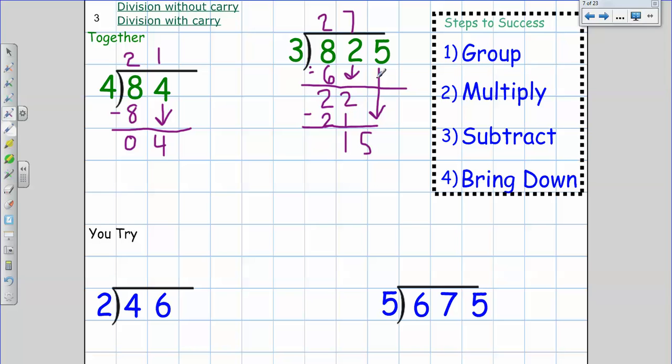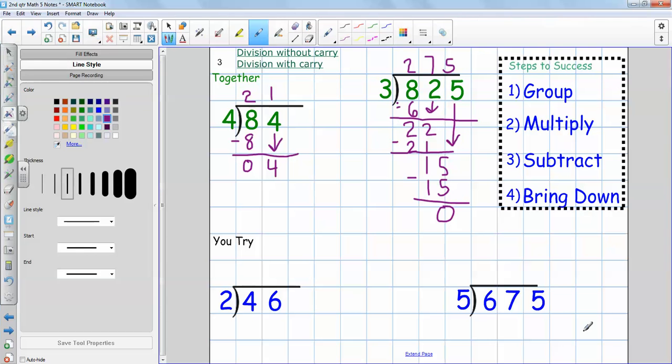3 goes into 15 5 times. 3 times 5 is 15, which equals 0. So how do I know when my problem is done? I know my problem's done when I have 0 down here. That means I don't have a remainder. All right, so you should now try the two problems down here, and then I will be back to share my answers.